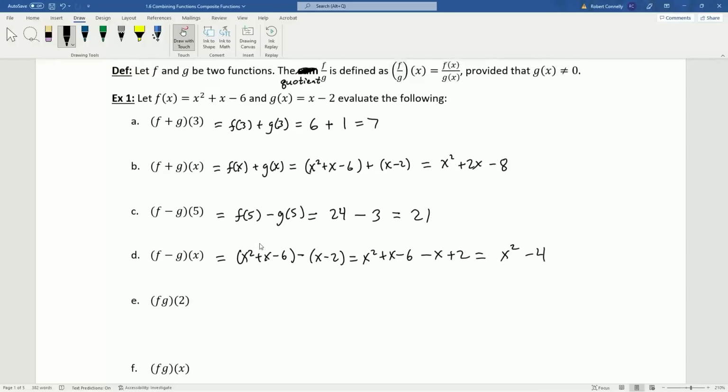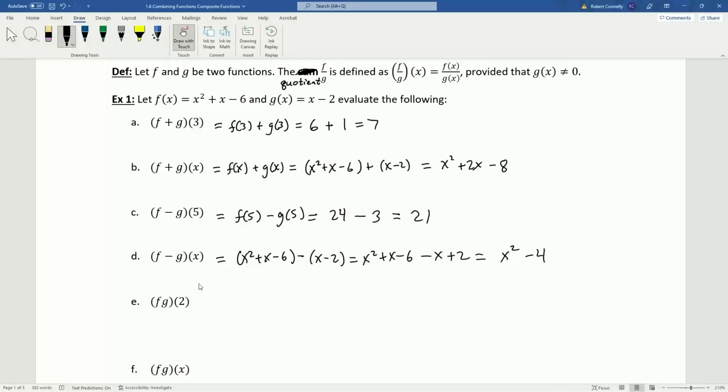All right, next we have f times g of 2. That's f of 2 times g of 2. So what do we get here? Well, f of 2 is 4 plus 2, that's 6 minus 6, that's 0, times 0. So this is just 0. That was easy enough.